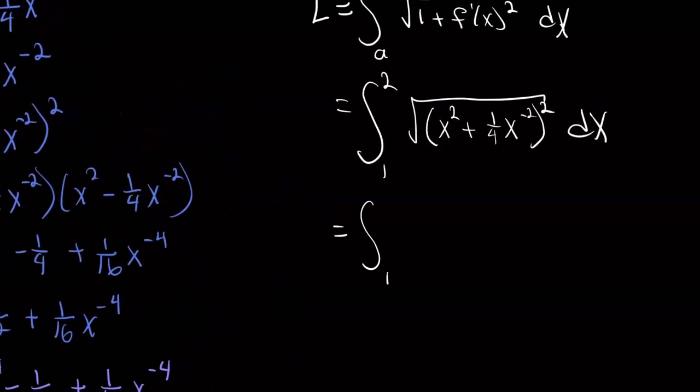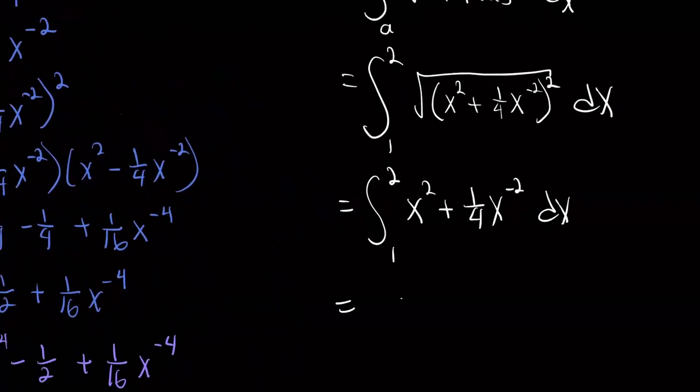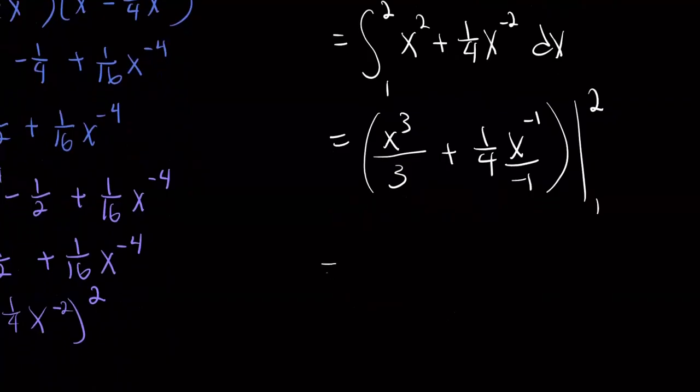So that's going to become the integral from 1 to 2, the square root and the squared go away. It's simplified quite nicely. Now I can just take the integral of each one, and for the antiderivative, I can add 1 to the power, divide by the new power. For each one of those, my bounds were from 1 to 2. I'll plug in some numbers. If I plugged in 2, I got 8/3 minus 1/8.